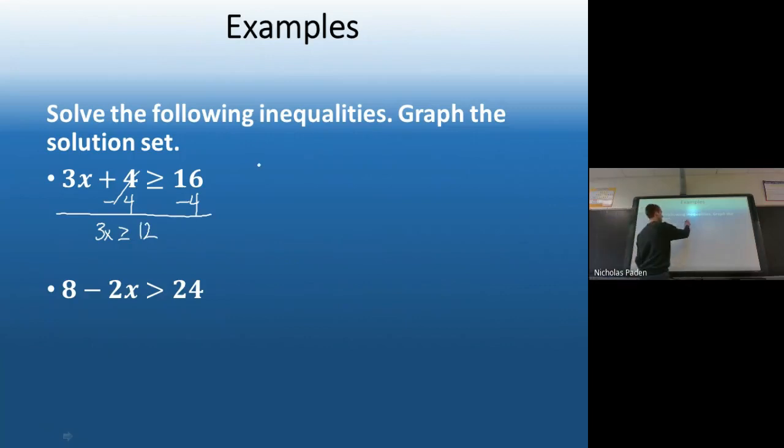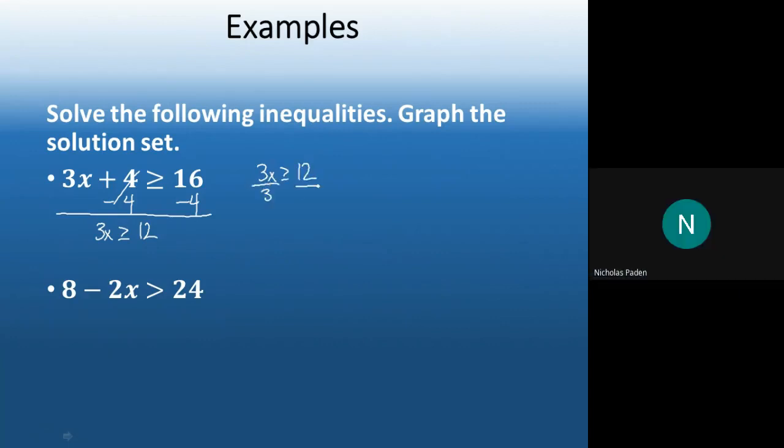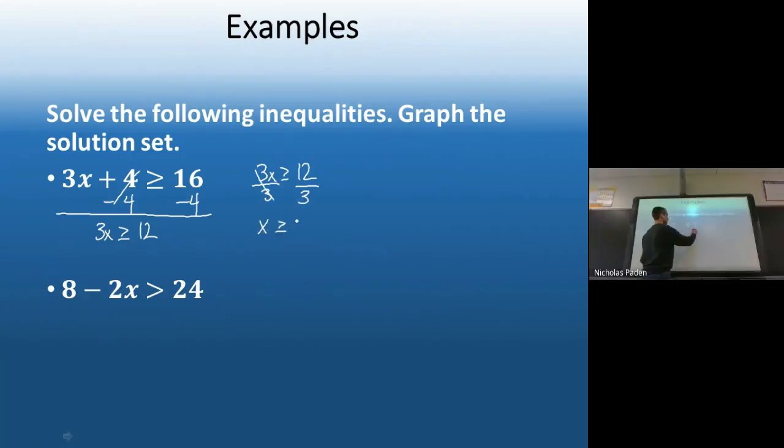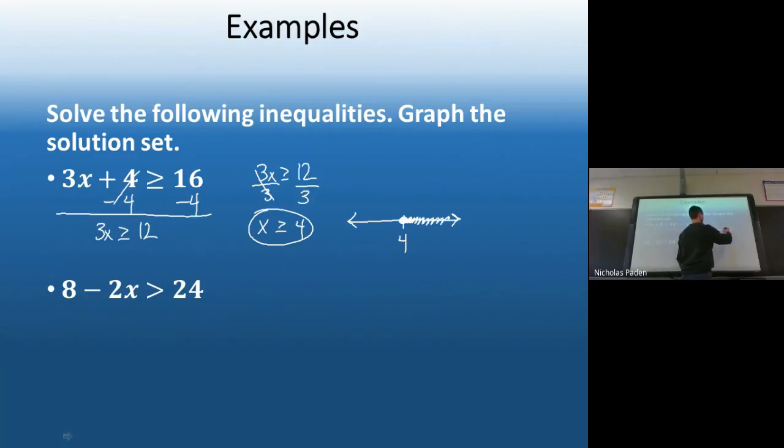Okay, I'll write that up here. We divide, x, or the 3's cancel out. We're left with x is greater than or equal to 4. Remember, I did not have to flip my sign because I didn't divide or multiply by a negative number. So we'll graph the solution set. At 4, I've got greater than or equal to, which means it's going to be a closed circle. And then x is greater than means we shade to the right. Think about on a number line, all the numbers that are greater than 4, 5, 6, 7, 8, 9 would be to the right of 4. So that's our solution set and the graph of it.